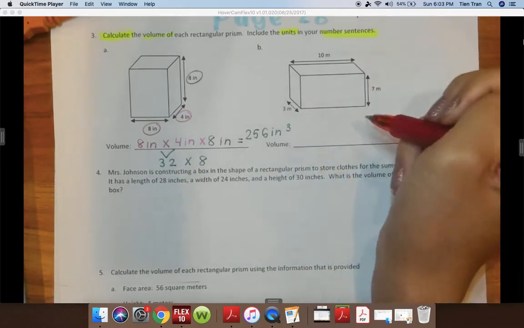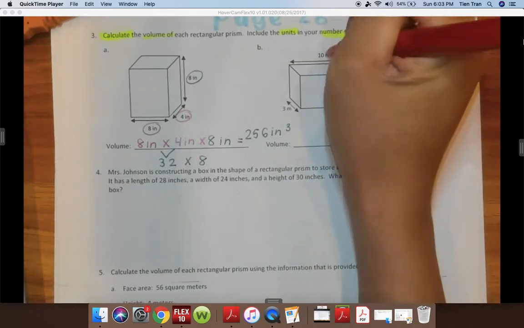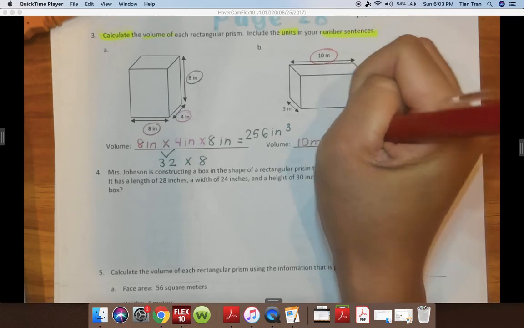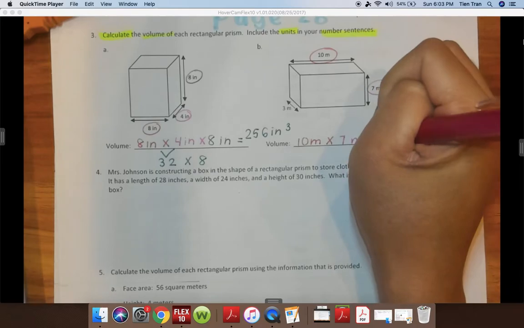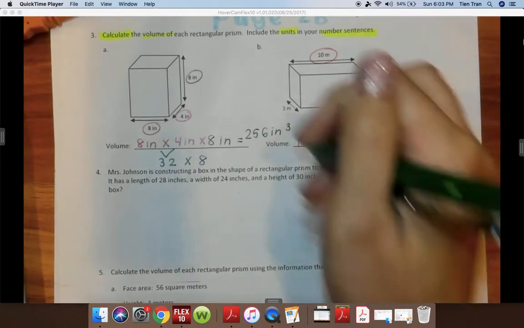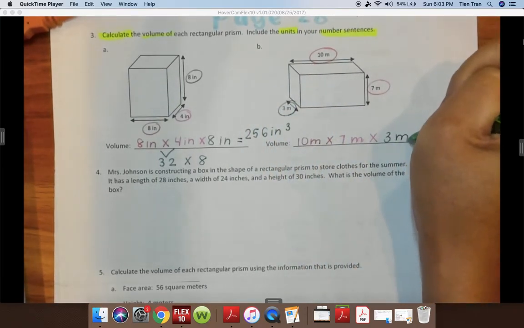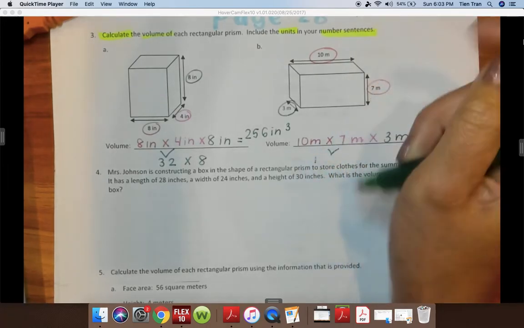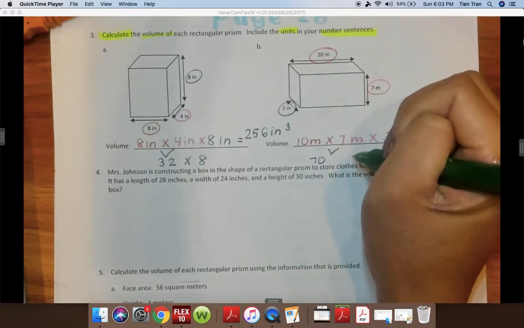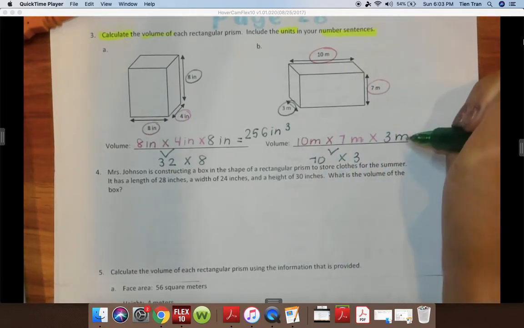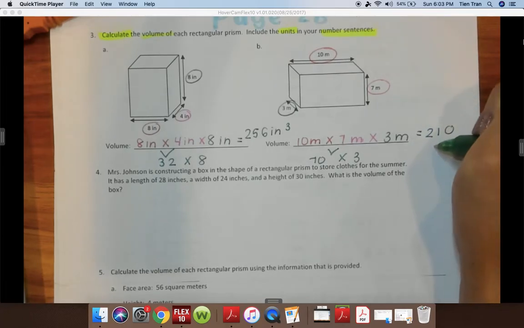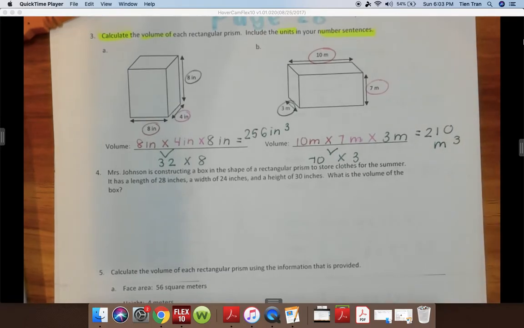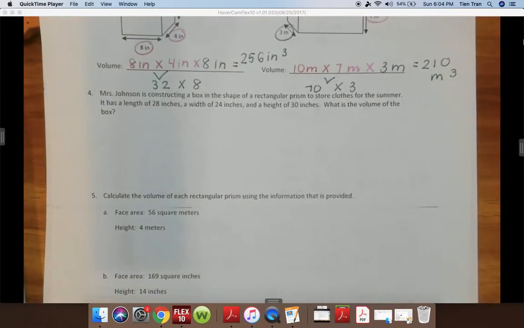Okay, now the next one, same thing. I'm going to multiply 10 meters times 7 meters times 3 meters. I know that 10 times 7 is equal to 70 meters, and I'm multiplying it times 3. I know that 7 times 3 is equal to 21, and out of my 0, I have 210 meters cubed as my final answer.